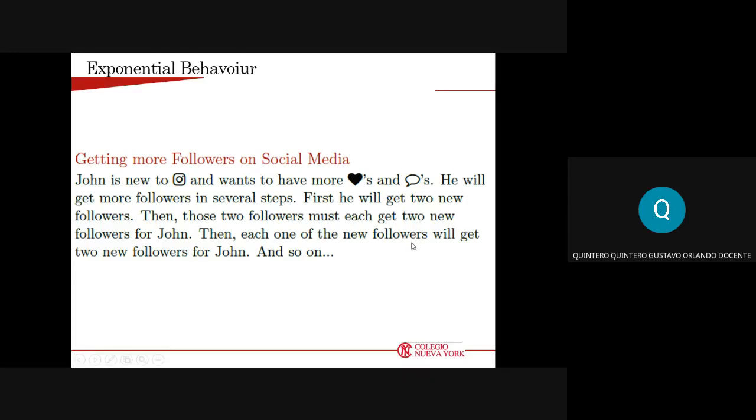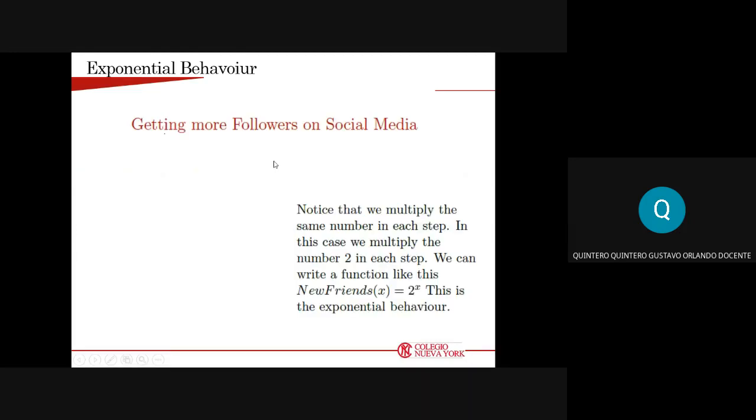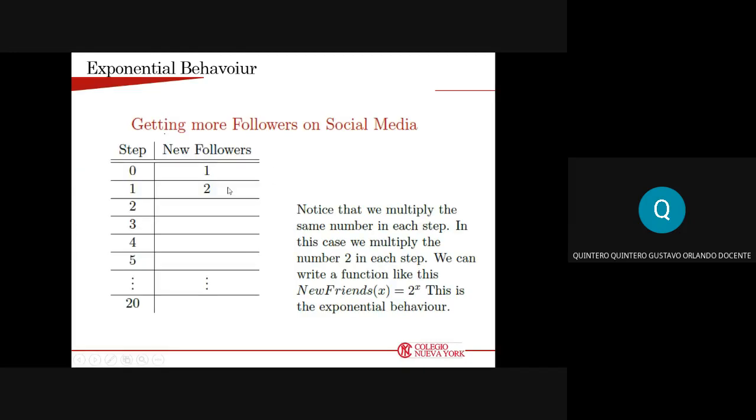All right, so let's take a look at this. This is going to be the table. At the beginning, he's going to get 1 follower, and that follower is going to get 2 new followers, right? Then the question is, how can we figure out the number of new friends for any step? That is the question.